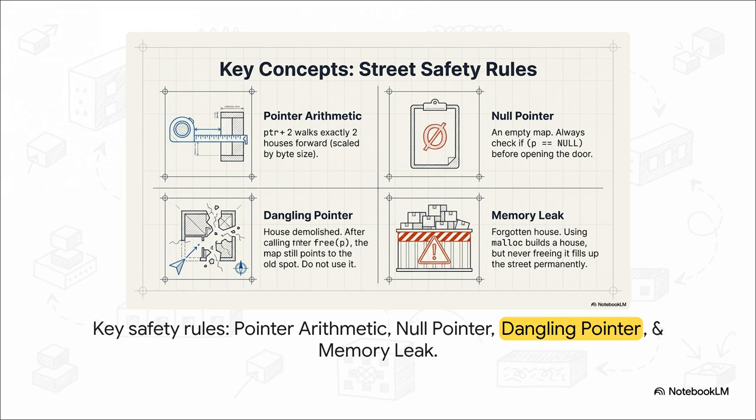First, pointer arithmetic errors. That's like miscounting your steps and walking into the wrong house. Then there's the null pointer. That's like trying to use a completely blank map. It points to absolutely nothing. A dangling pointer? That's even worse. That's a map pointing to a house that's already been demolished. And finally, a memory leak. That's when you build a bunch of houses and then just forget you own them, leaving them to rot and clutter up the neighborhood forever.